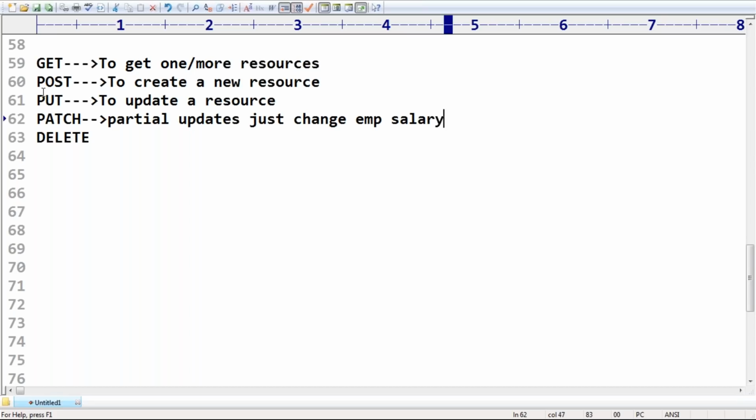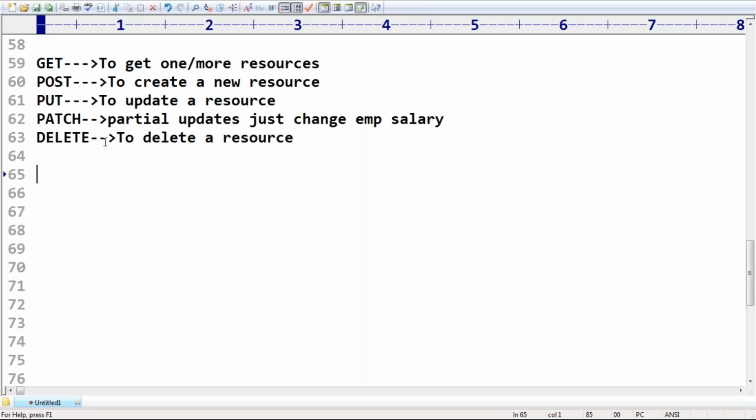Next, can you please delete a resource? To delete a resource, we should go for delete. Please make sure these HTTP methods, these HTTP verbs, are the most commonly used in our REST API.